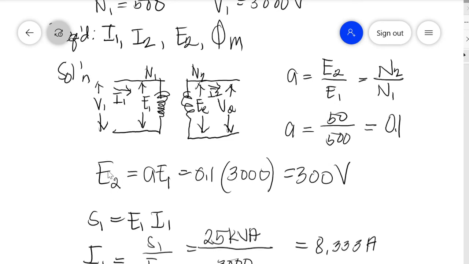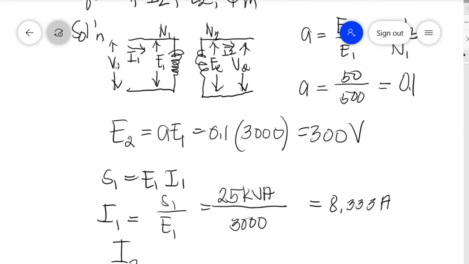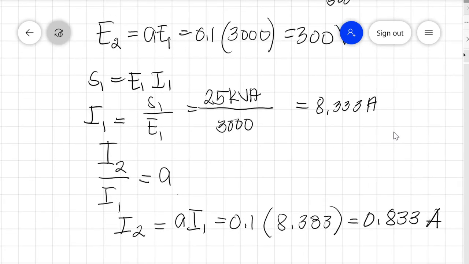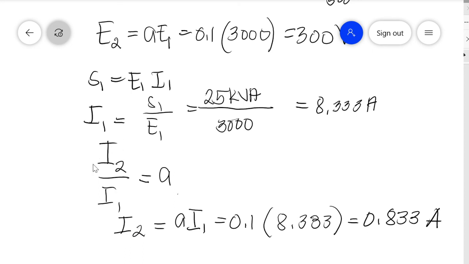Solving now your induced EMF at the secondary, E2 is equal to A times E1, 0.1 times 3000 volts is equal to 300 volts. Solving the primary current I1, from our formula, apparent power is equal to E1 I1. So I1 is equal to 25 kVA divided by 3000 volts. That is 8.333 amperes. For I2, from our formula in our first discussion, I2 divided by I1 is your turns ratio A. So I2 is equal to A I1 is equal to 0.1 times 8.333. So that is 0.8333 amperes.